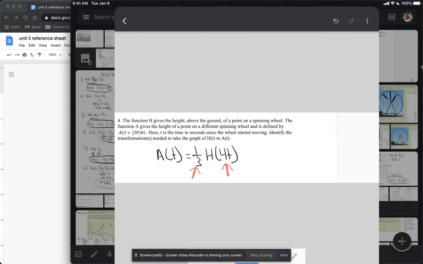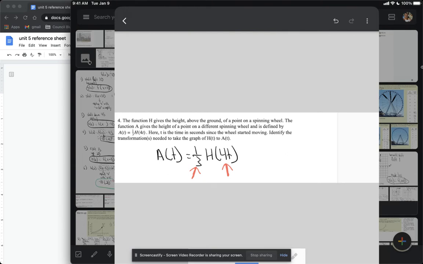Okay, number 4. The function h gives the height above the ground of a point on a spinning wheel. The function a gives the height of a point on a different spinning wheel and is defined by that a of t function that I also rewrote. Here, t is the time in seconds since the wheels started moving. Identify the transformation or transformations needed to take the graph of h of t to a of t.